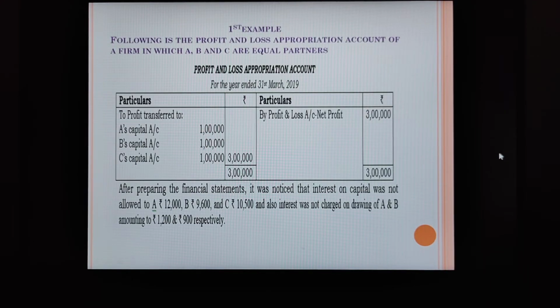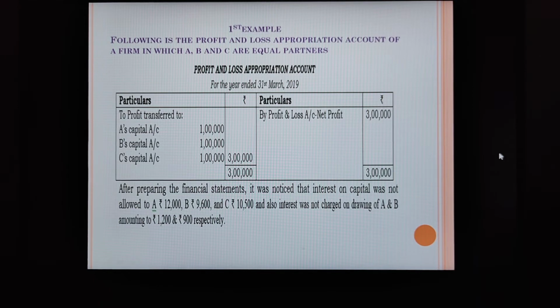See class, one question is provided here. We have the partners A, B and C who are equal partners. We have the profit and loss account. We have the net profit of 3 lakh rupees. Now see, 3 lakh rupees has been distributed among A, B and C equally.